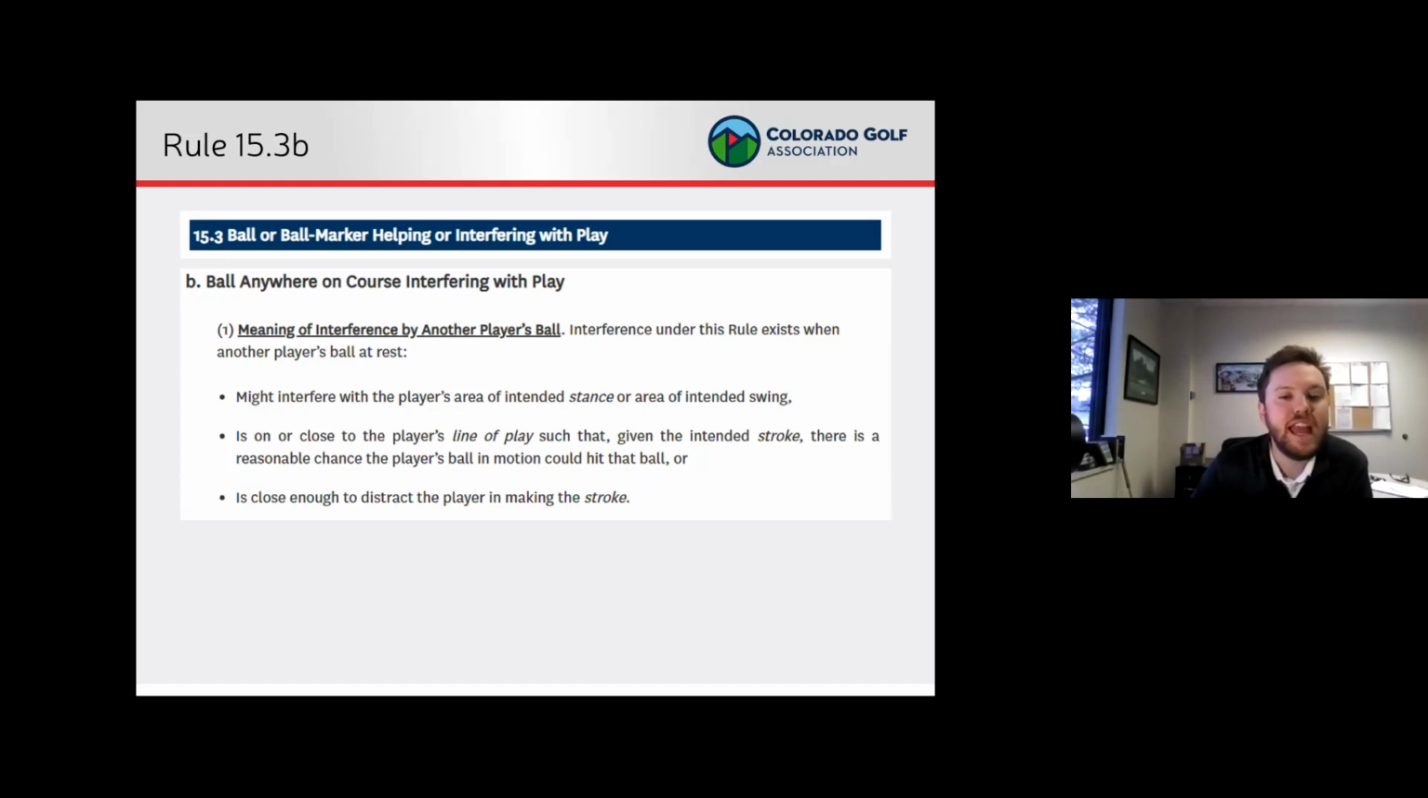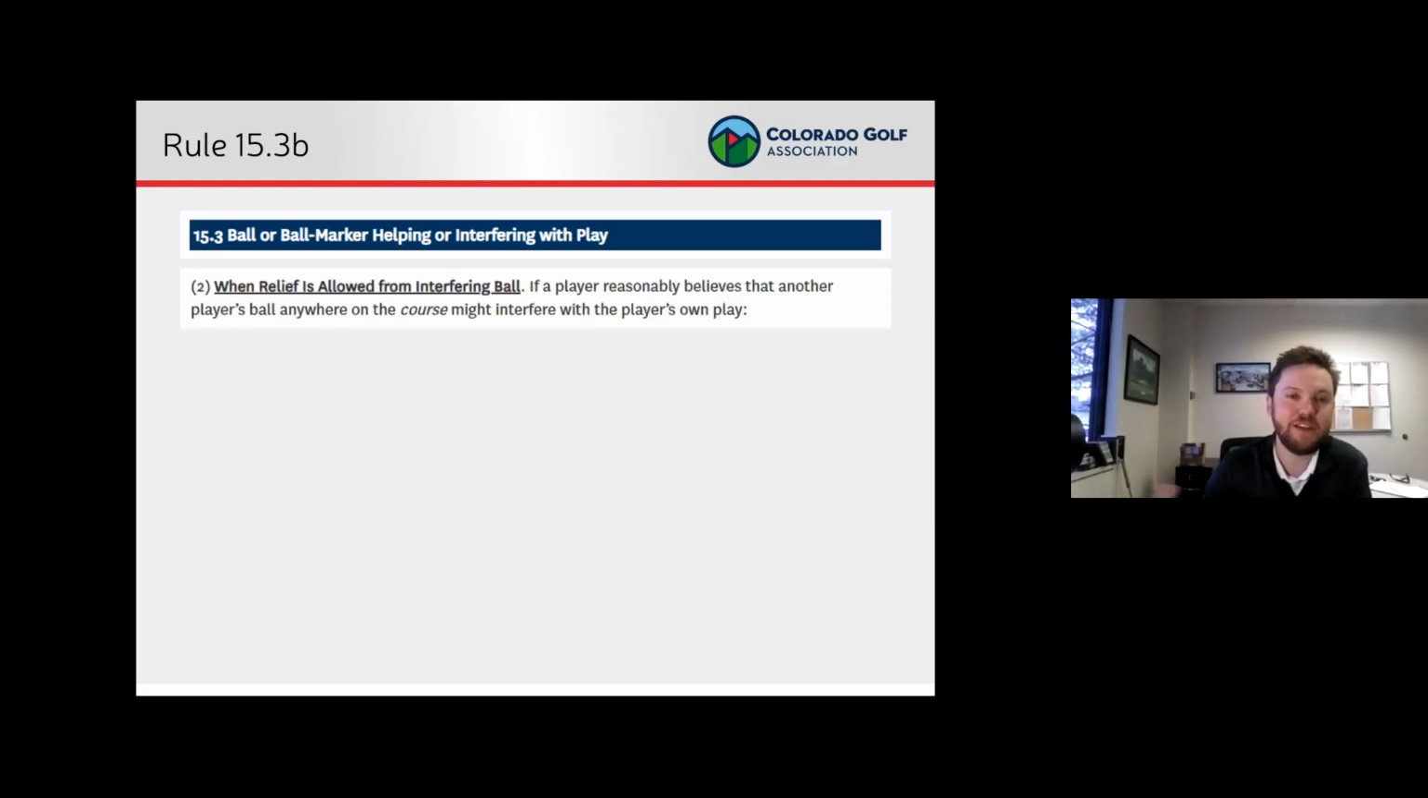And this is in Rule 16, which is next week. If you're close enough to the cart path or sprinkler head, but it doesn't interfere, but it distracts you, that doesn't matter. You don't get relief from that. The ball, though, is the opposite of what we see in Rule 16. So if there's mental interference, as we'll call it, you can get relief, or not relief, to have them move their ball.